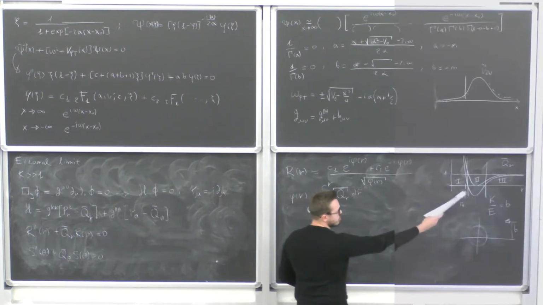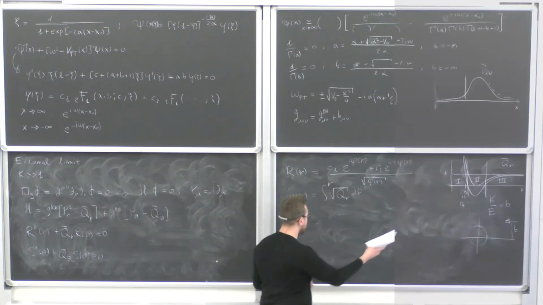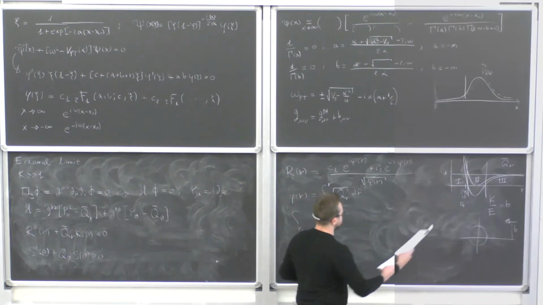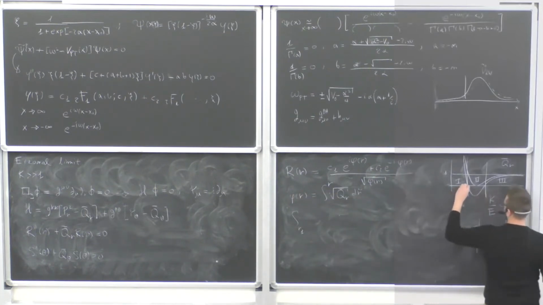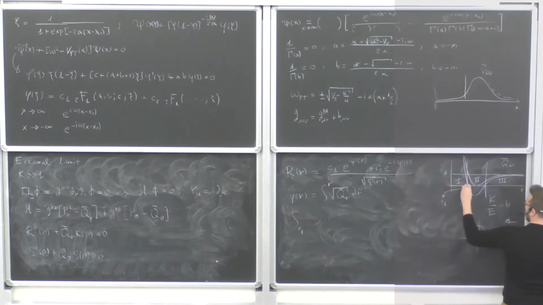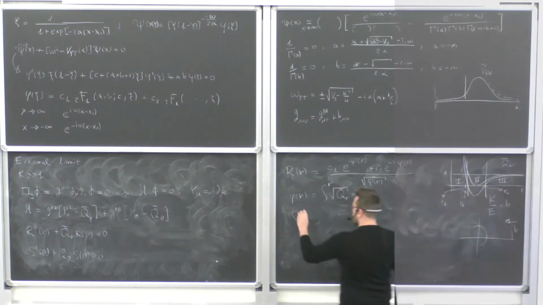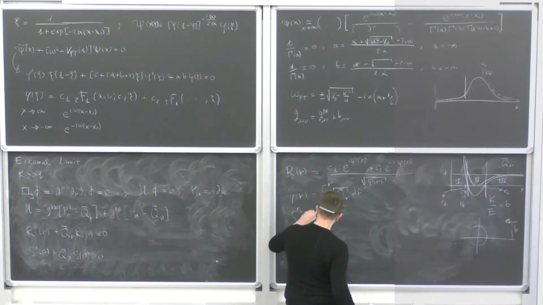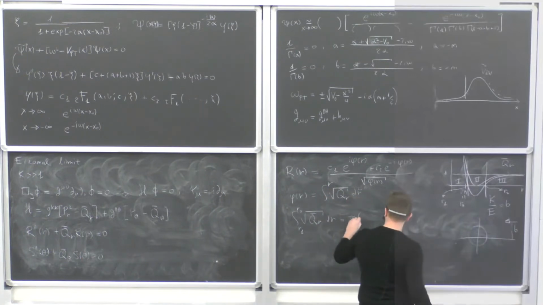matching conditions in these regions, basically I can recover the Bohr-Sommerfeld quantization condition. So if I call this location here, let me draw a little arrow here, I will call this location R1, and this location here R2. I have that the integral between R1 and R2 of the square root of Q bar of R dr will be pi times n plus 1/2.